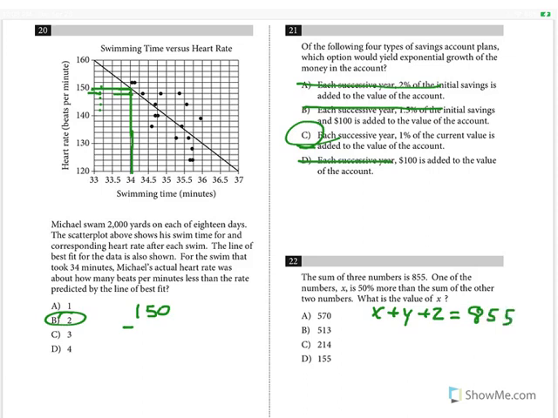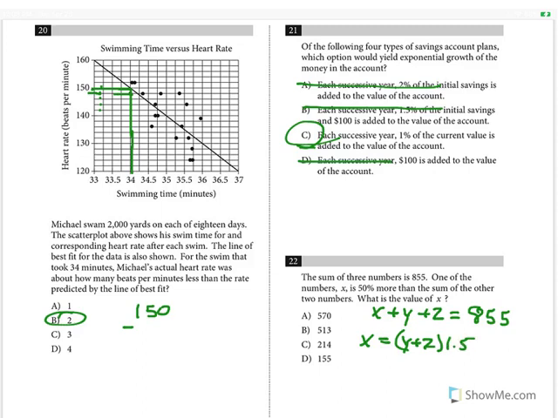The sum of the three numbers is 855. And it says x is 50% more than the sum of the other two numbers. So x is going to equal y plus z plus 50% more than that, so 1.5 times y plus z.